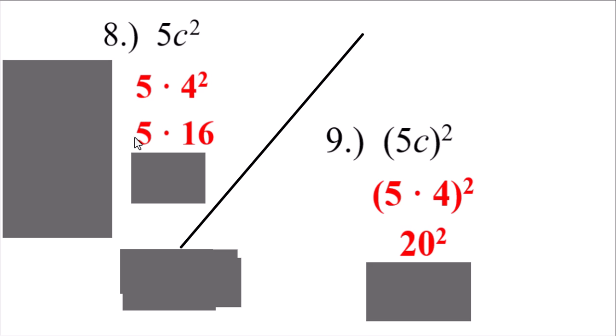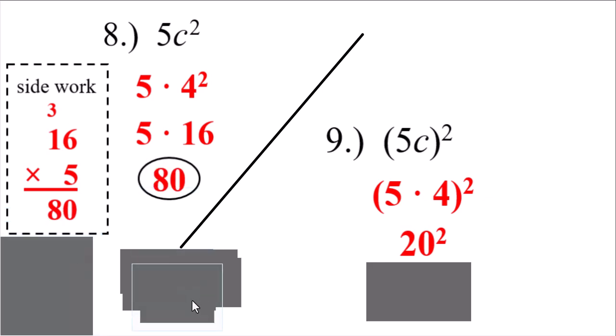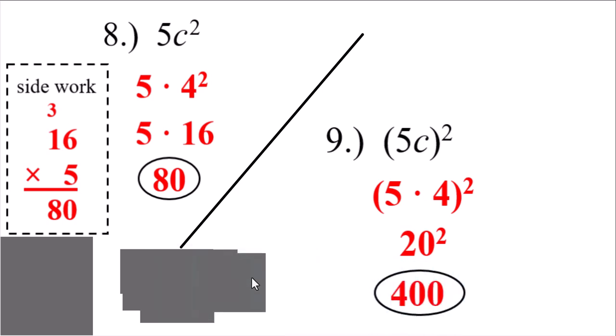All right, let's finish off number 8. What is 5 times 16? If you don't know, you go off to the side, and boom, 80. Problem number 9, 20 times 20 is not 40, it's 400. Just like 10 times 10 is 100, 20 times 20 is 400. Go ahead and fix it if you need to.